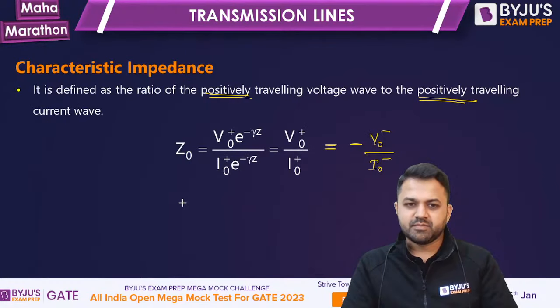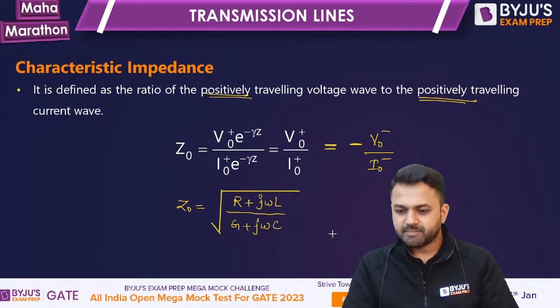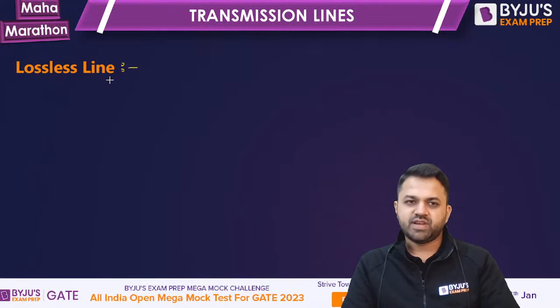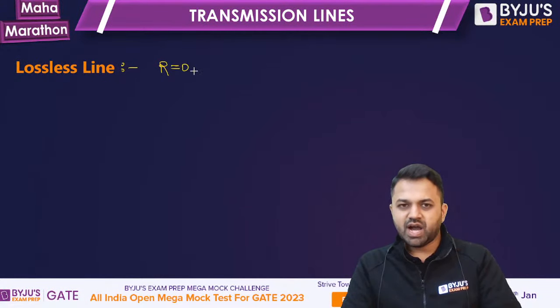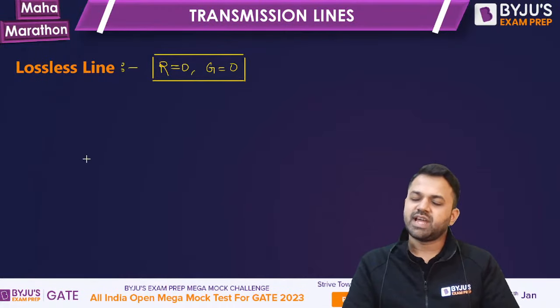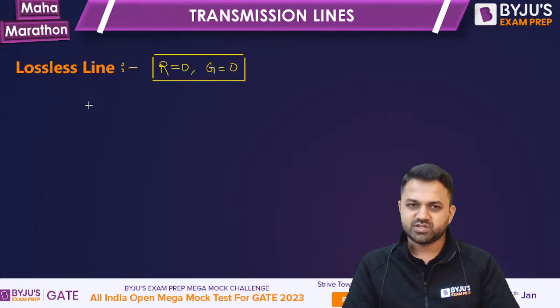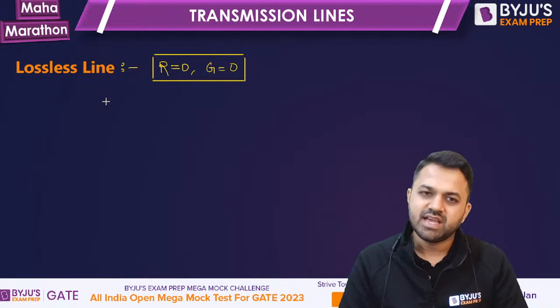So characteristic impedance is also defined in terms of the primary constants. R, L, G, C are primary constants. So it is the square root of R plus J omega L divided by G plus J omega C. Yes, so when we talk about the lossless line, the losses should be zero. So R is zero and G is also zero, because I told you that R represents the ohmic loss and G represents the dielectric loss. Lossless means we don't want any loss. So characteristic impedance is real, that is also okay, but you cannot define the lossless line by the characteristic impedance.